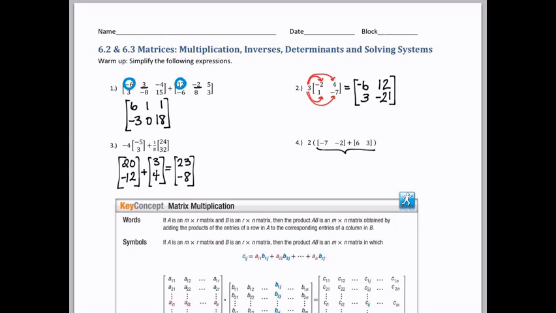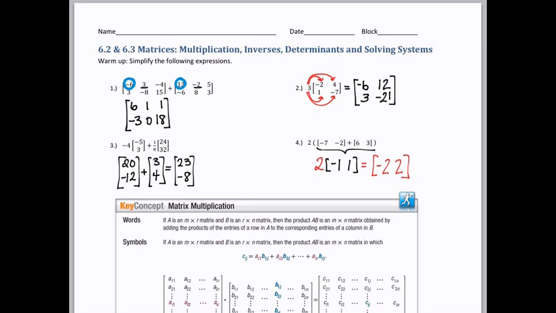For number 4, I'm going to choose to add those two matrices together first. So I get the -1 and 1. Then I'm going to multiply it by 2 to get my answer. Now this would be the same as if you distributed the 2 first and then added them together.